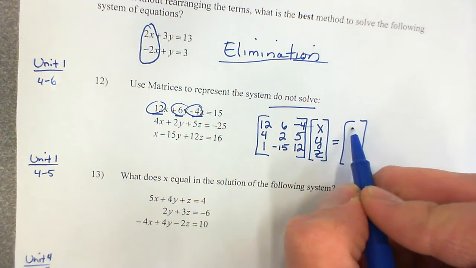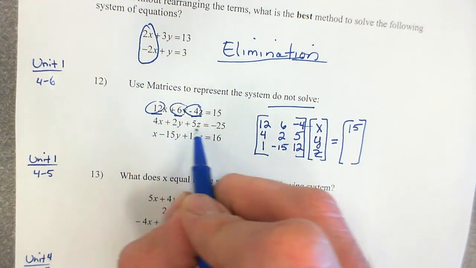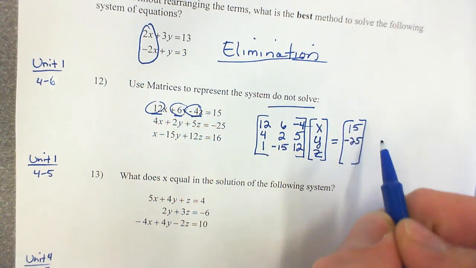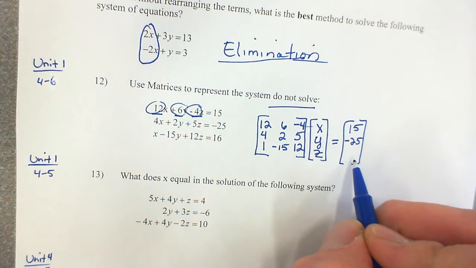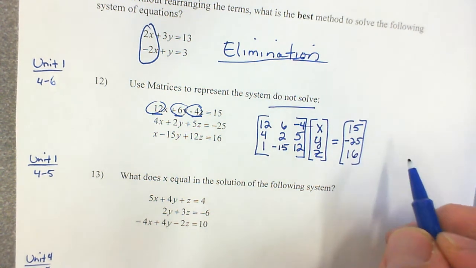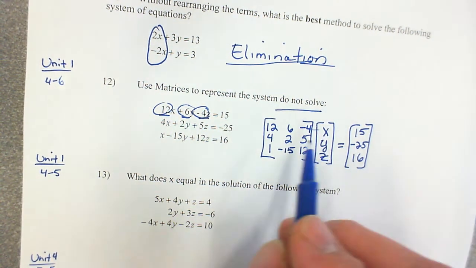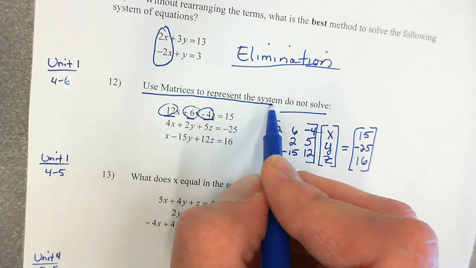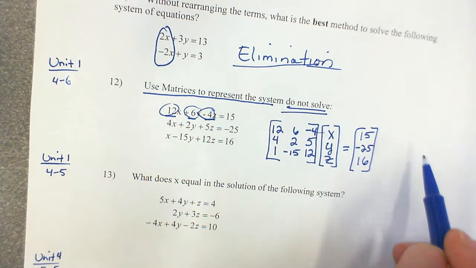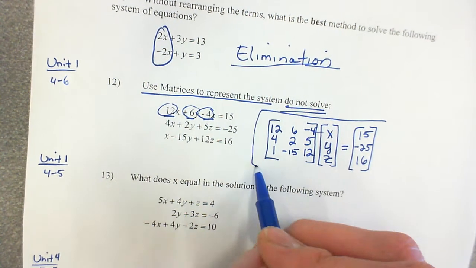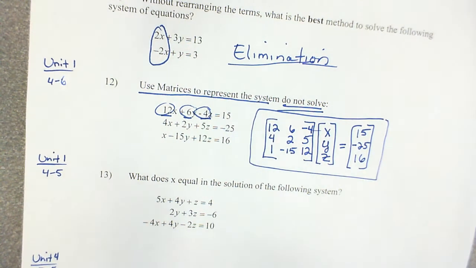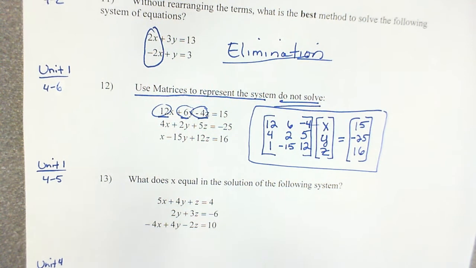And then over here, it's what those equations were equal to. So the first equation across equals a 15. The second one gets you -25, and the last one gets you a 16. So it says use matrices to represent the system. Don't solve. So here is your final answer for question number 12.